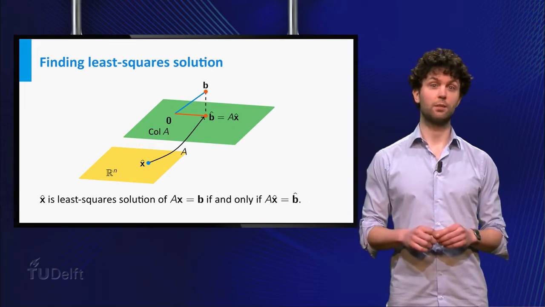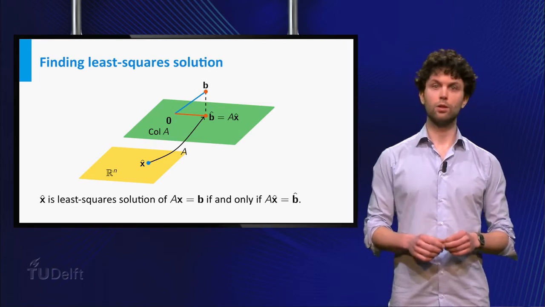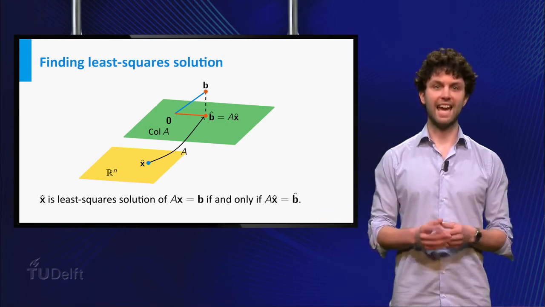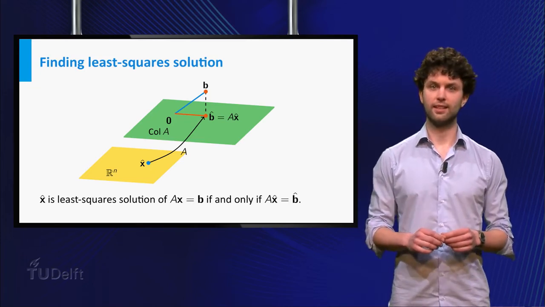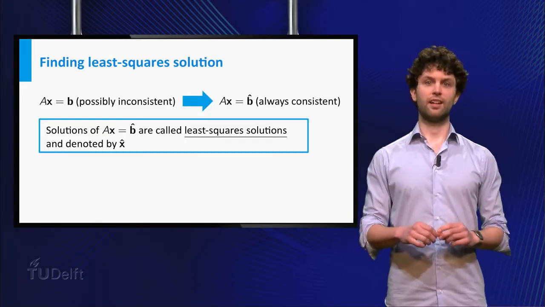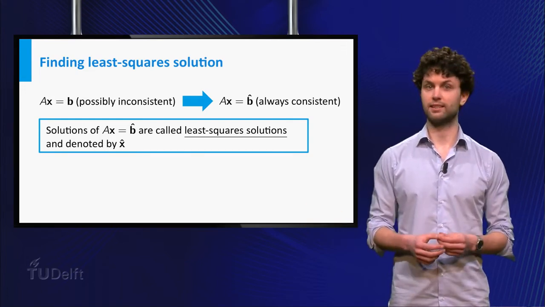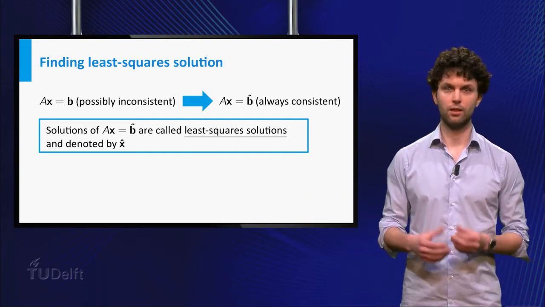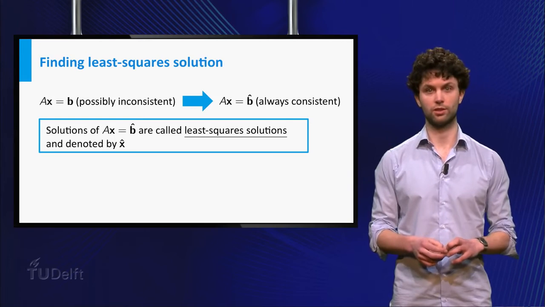Note that the modified system is always consistent because b hat lies in the column space of A. Also note that if the original system Ax = b is consistent, then any least squares solution is in fact an exact solution, because in that case the distance between Ax and b can be 0. So, a system Ax = b, which might be inconsistent, is replaced by the system Ax = b hat, which is always consistent. The solutions of the system are denoted by x hat, and they are the so-called least squares solutions of the original system.